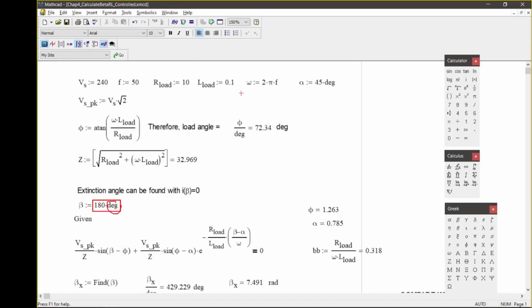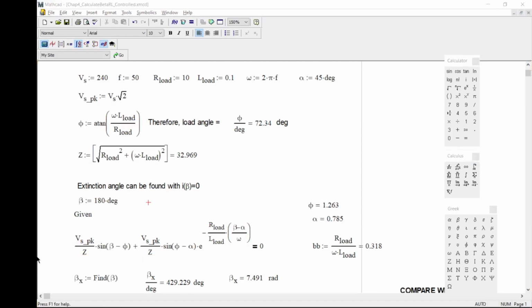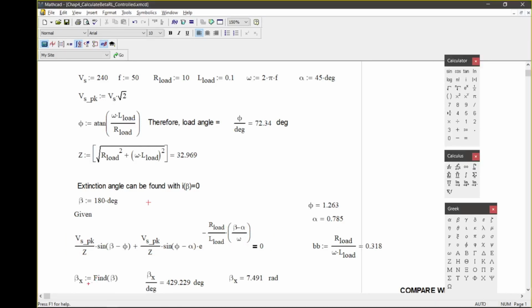This is a pre-programmed variable to convert from degree to radian. You simply write 180 multiplied by degree, and it will convert beta. So this initial value is 180 degrees, and then you write Given. You must write this word Given, then write the equation, and finally simply use the Find button.